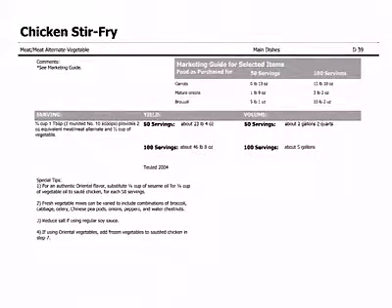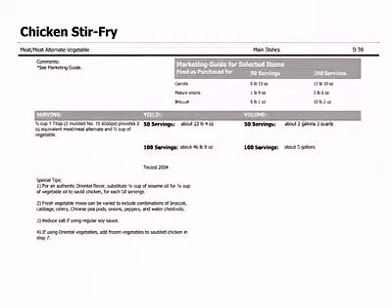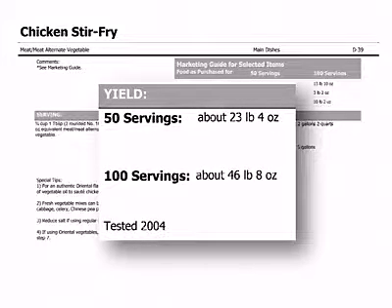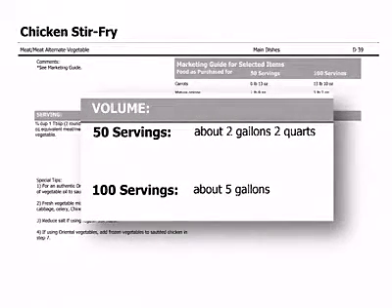The serving section gives the portion size and the suggested portioning tools. The specific contribution of each serving towards the reimbursable meal is listed. The total recipe yield for both 50 and 100 servings is given. Yield may be stated by weight in pounds and ounces, or in some recipes by volume measures such as gallons, quarts, and cups.